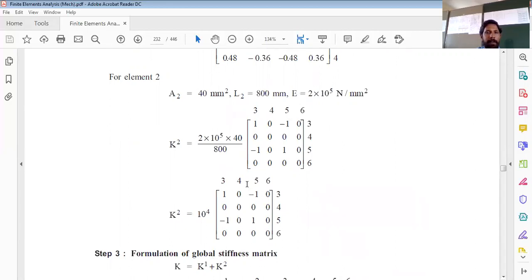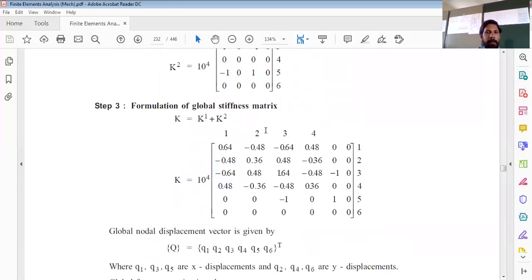So the degrees of freedom are Q3, Q4 and Q5, Q6. For that reason, we have written here 3, 4, 5, 6, 3, 4, 5, 6. So the next step is to formulate a global stiffness matrix, that is the summation of K1 plus K2.